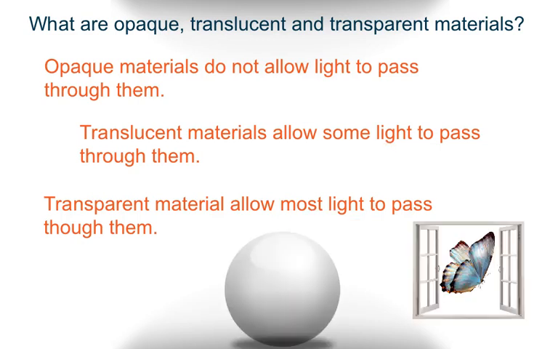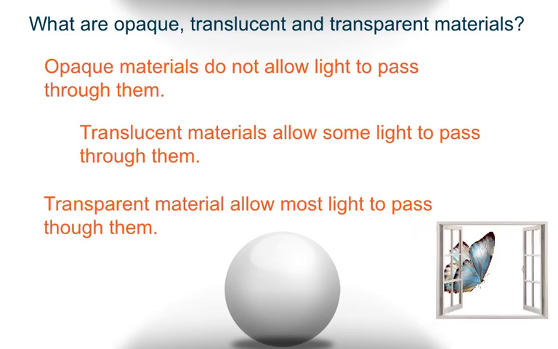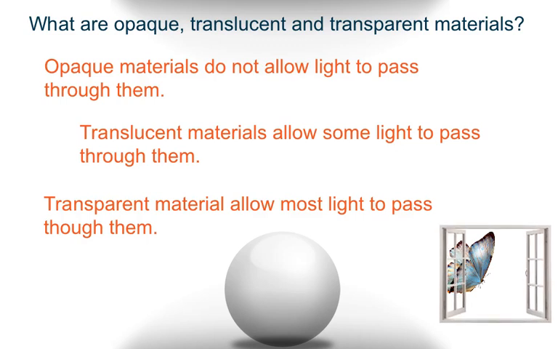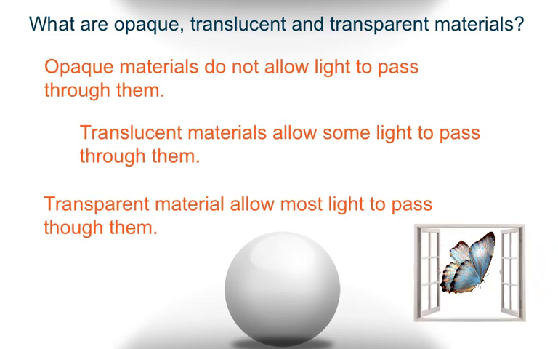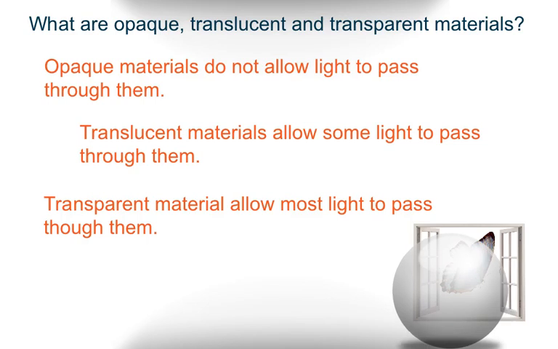And here we have a picture to show you. If you take a look at the window frame, the window frame itself is made from an opaque material because you can't see the butterfly or the light reflected from the butterfly. But the window panes themselves, which are made from glass, are transparent because you can see the butterfly clearly. And of course the ball here is made from a translucent material because once you place the ball in front of the window pane and the butterfly, you cannot see the image clearly. So it allows some light to pass through.